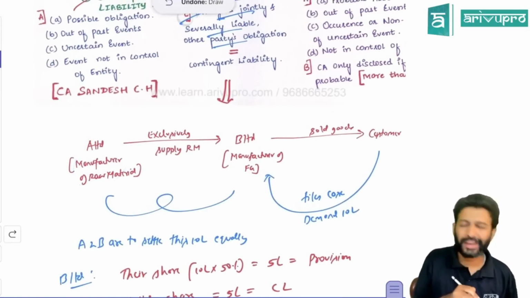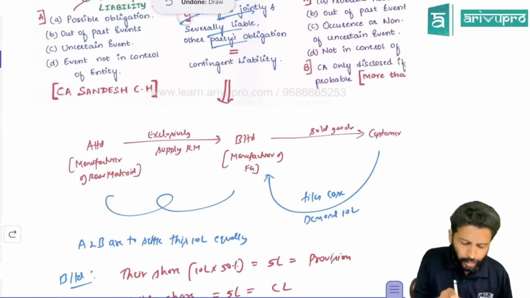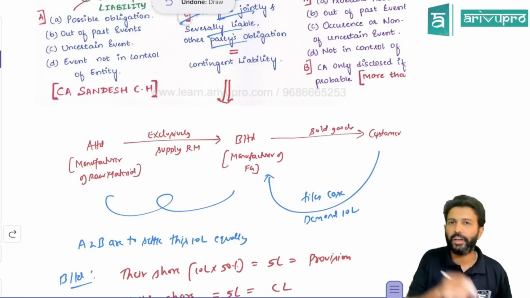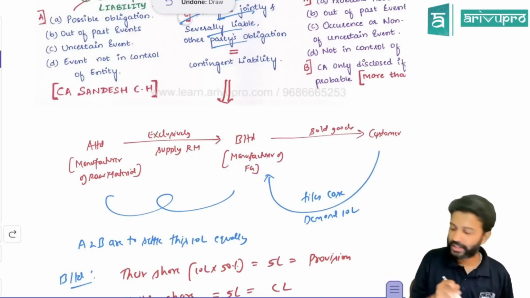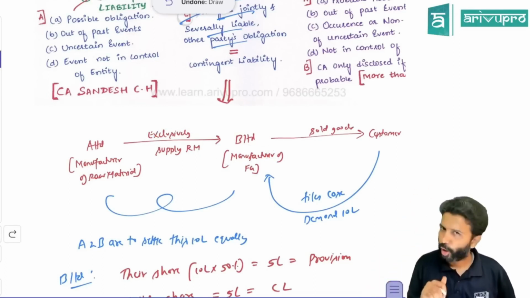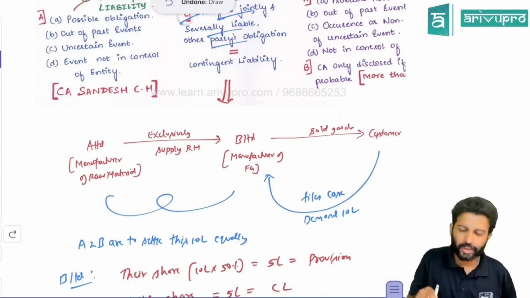Let's say A Limited is a manufacturer of raw material. And this raw material they exclusively supply to B Limited. Using this raw material, B Limited will manufacture a finished goods. It's a cosmetic product. Okay. And after manufacturing, they will sell it to the customer.